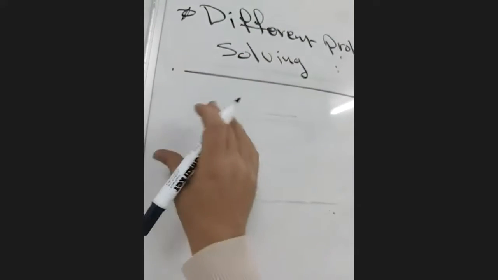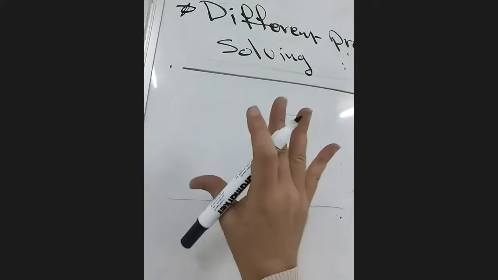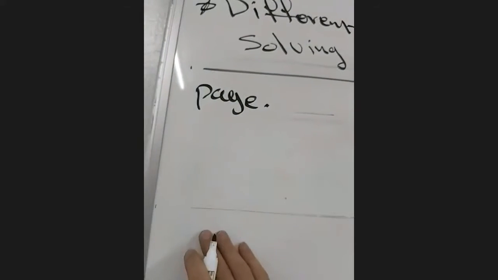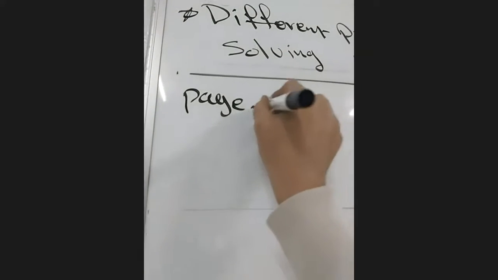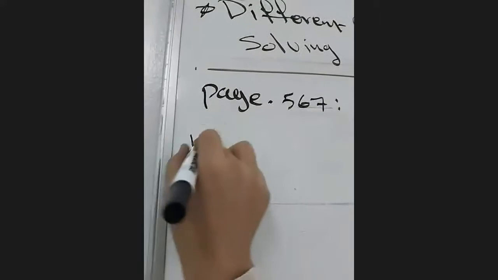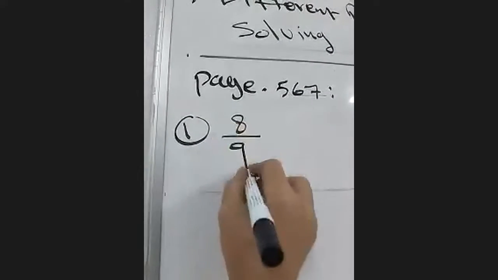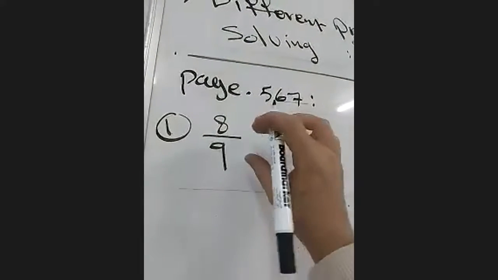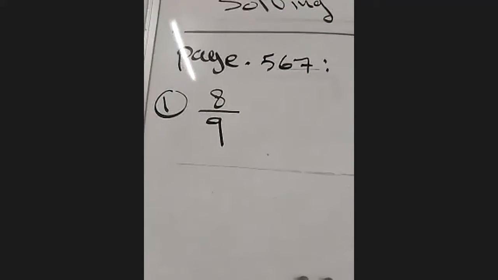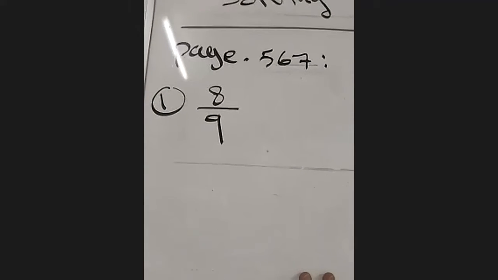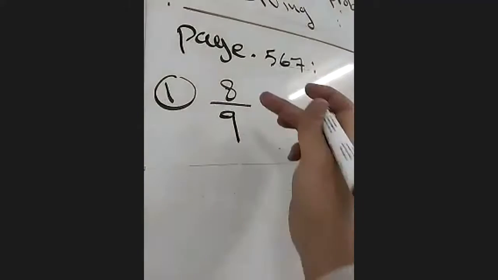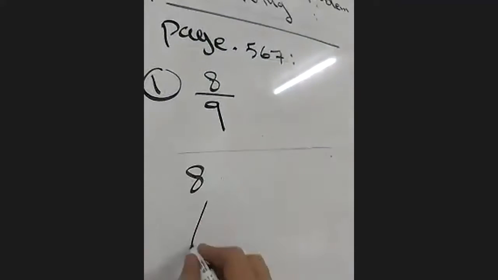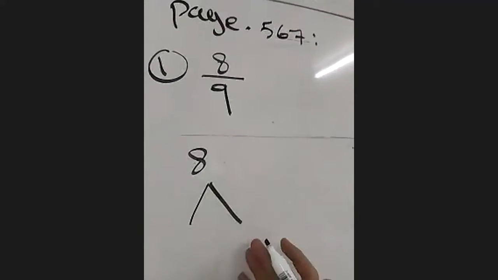So I'm doing the questions of the homework, guys, so you understand it very well. We are on which page, Jalal? 567. We are on question 1. 8/what? 9. We want to write this fraction in simplest form. Got it? The first step, Jalal, is to take these 2 numbers and make the factorization in a tree way. Okay?